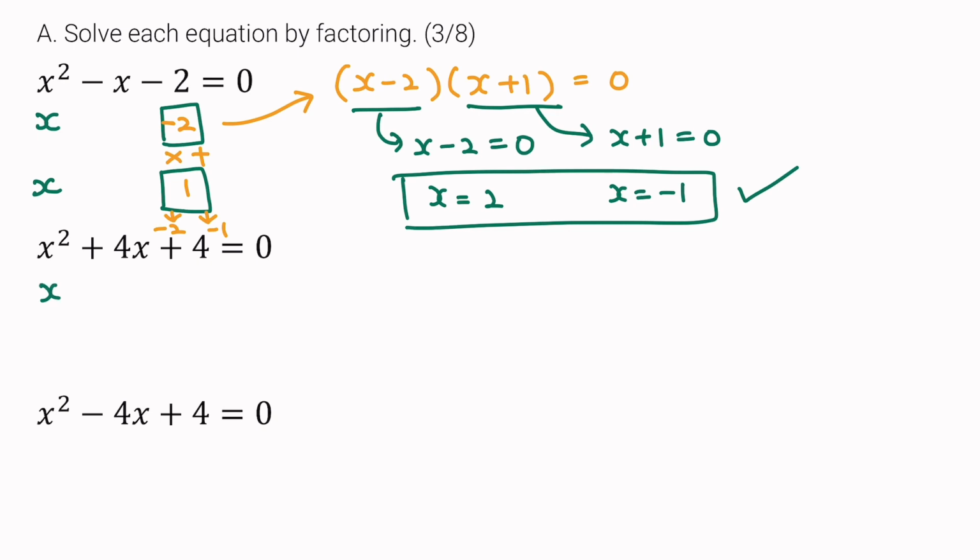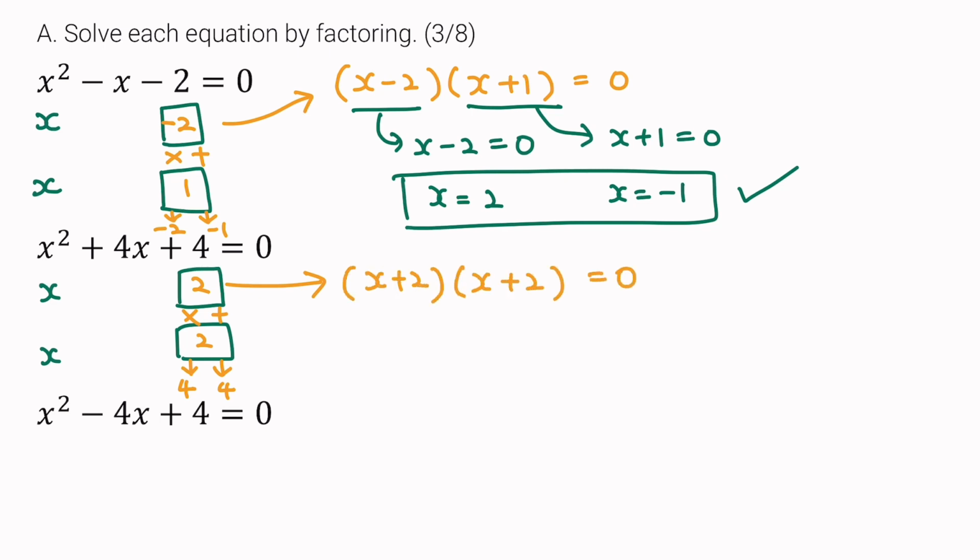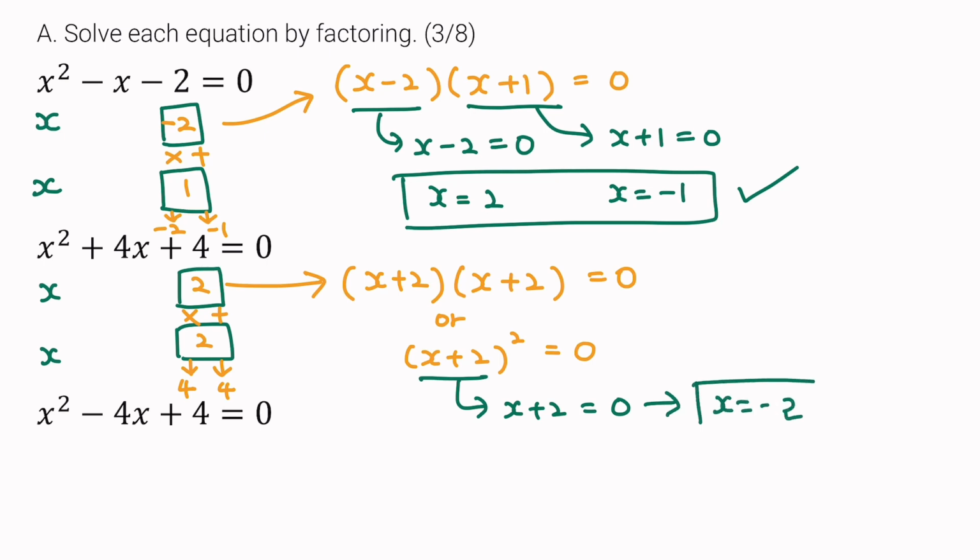Moving on, two x's with two boxes, and two numbers should multiply to give me 4 and add to give me 4. Very easy, 2 and 2. Now that means x plus 2 times x plus 2 is equal to 0, or x plus 2 squared is equal to 0, meaning x plus 2 should be equal to 0, and our x should be equal to -2.